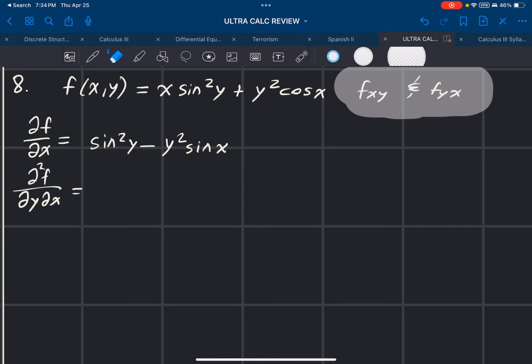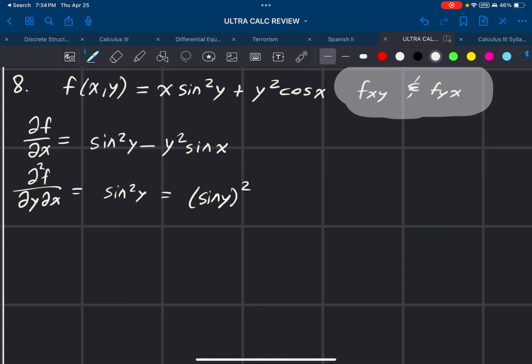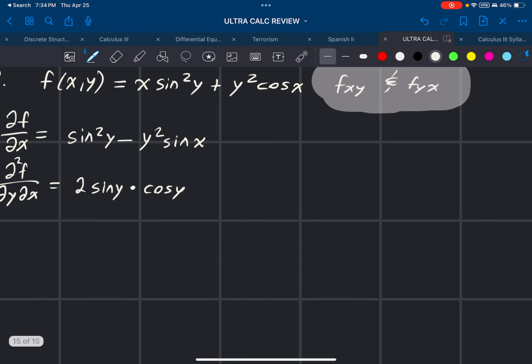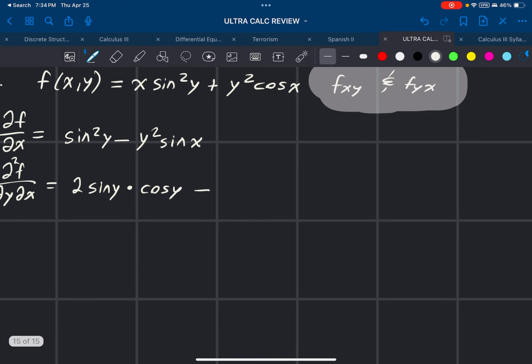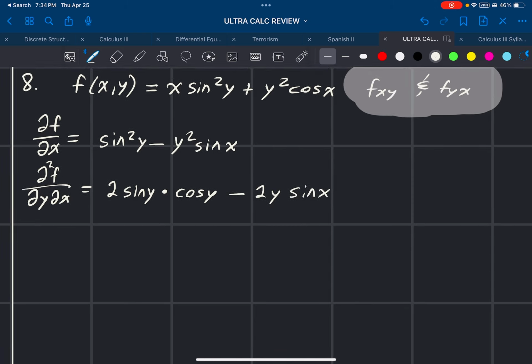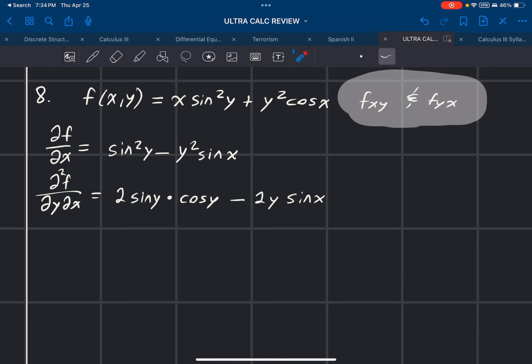So this will end up being, so remember that sine squared y is equivalent to this. So we're going to apply that logic here. We're going to move the 2 in the front, right? And then multiply it by the derivative, which is cosine y. Okay? So now we're going to do the next one. So we're going to get 2y sine x. I'm only going to do this first part for this one. You guys can do that second one as a challenge problem.